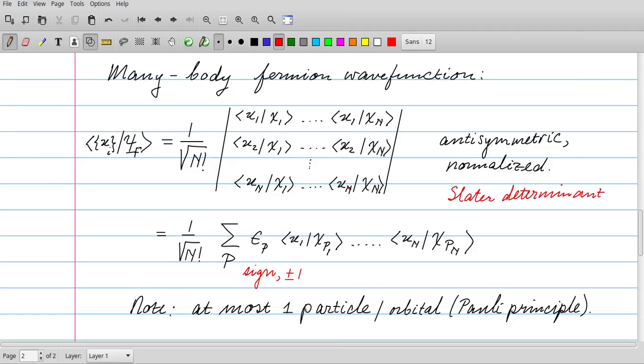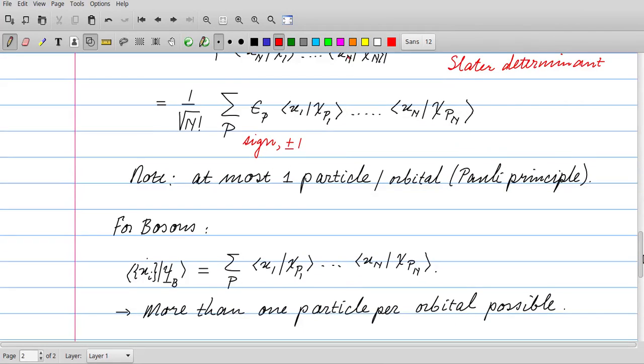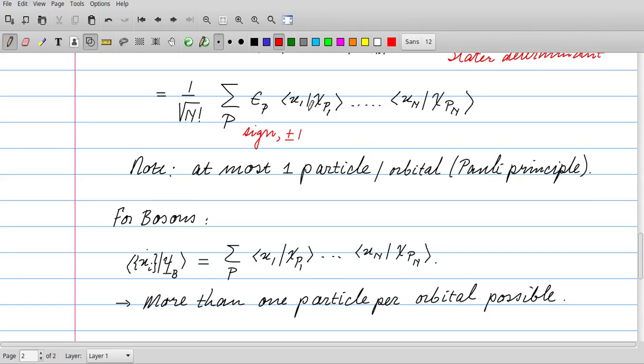So we have found a general form for a Fermion wave function, and you may now ask yourself, is it also possible to write up something similar for bosons? And the answer turns out to be yes. So comparing this expression for the Fermion wave function with this expression, we see, of course, there should be a 1 over square root n factorial here.